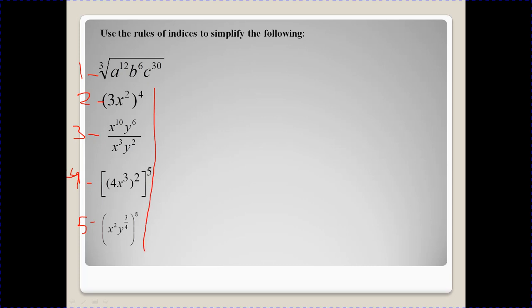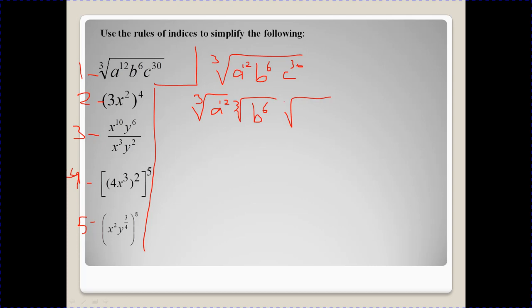The first one: the cube root of a to the power 12, b to the power 6, c to the power 30. Now I will distribute the cube root on all of them. So I'll have the cube root of a to the power 12, the cube root of b to the power 6, the cube root of c to the power 30.